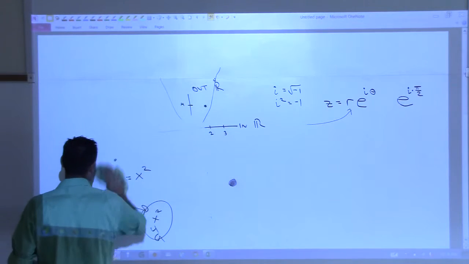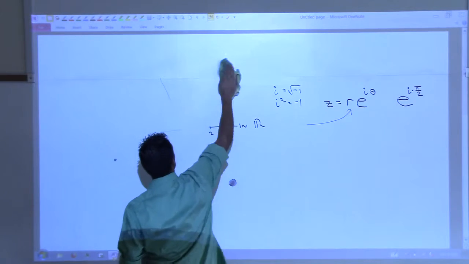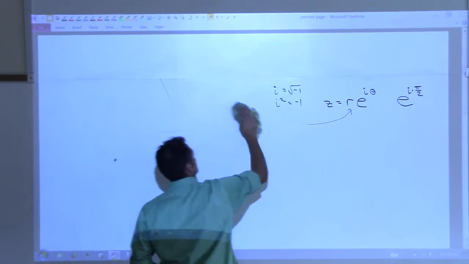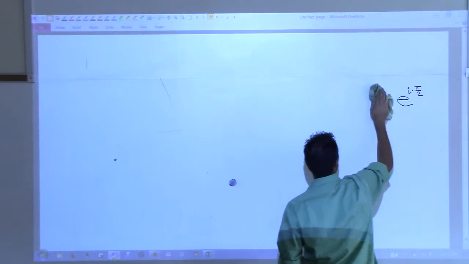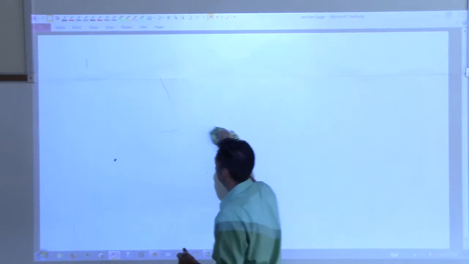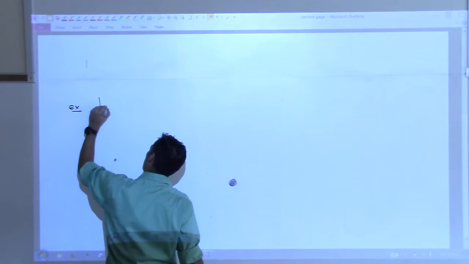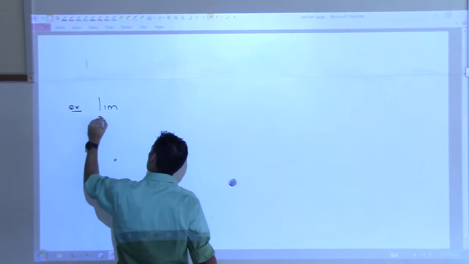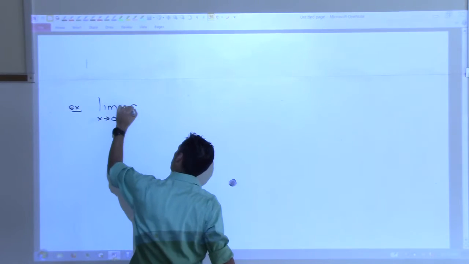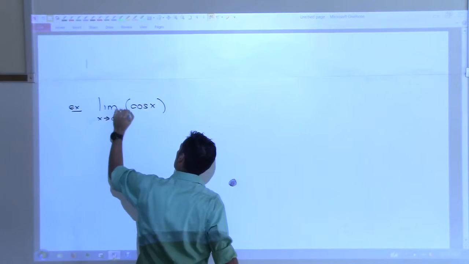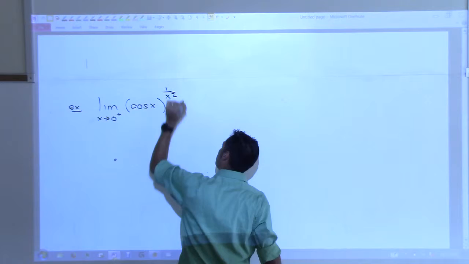So what else do you need to see? How about, what was another one of those? What's one of the examples I gave you that we didn't do? Didn't we have like a cosine x to something? Limit. What was the limit approaching? X approaches 0 from the right of cosine x to the 1 over x squared? Yeah. Okay.